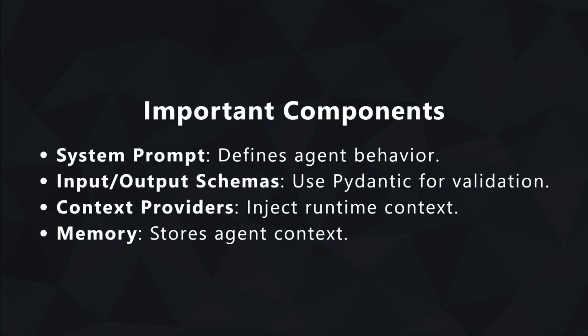An agent really consists of several important components, one of which is, of course, the system prompt. Then you have the aforementioned input and output schemas, which are validated through Pydantic. We have the ability to include context providers, which allow you to inject context or inject information at runtime. And of course, we have memory.